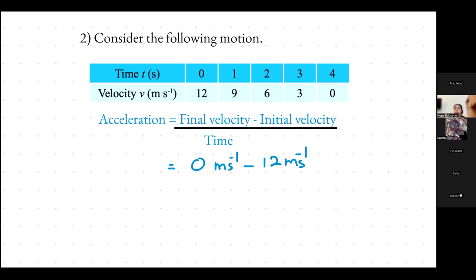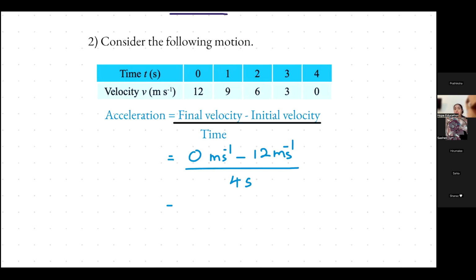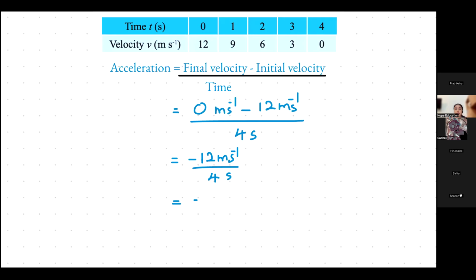What is the time? 4. Yes, 4 seconds. So 0 minus 12 is minus 12 m s^-1 divided by 4 seconds. Minus 12 divided by 4 is minus 3 m s^-2. If you put m s^-1, that is wrong. It is m s^-2. So here the acceleration is minus 3 m s^-2.